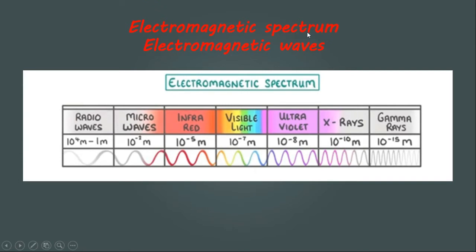Electromagnetic spectrum. What's the meaning of electromagnetic spectrum? This is the electromagnetic spectrum. It consists of what? Electromagnetic waves. So all these we call electromagnetic waves. When we combine them all together, what do we have? Electromagnetic spectrum. We are going to study each one by one, okay?